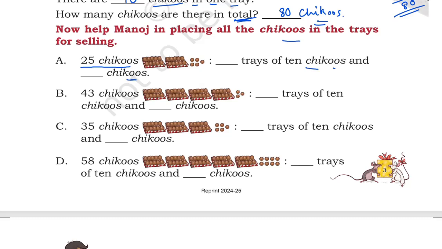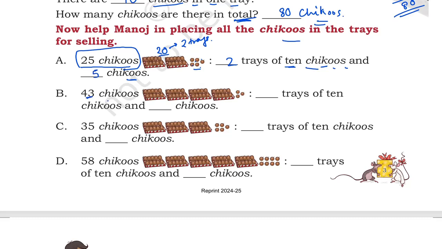Now if you want to fit 25 chikus and in a tray you can fit only 10 chikus. How many trays are we going to need? Obviously we are going to need two trays that will fit in 20 chikus and there are going to be 5 chikus loose. So we will say 20 chikus will fit in two trays, right? Two trays of 10 chikus and there will be 5 chikus.